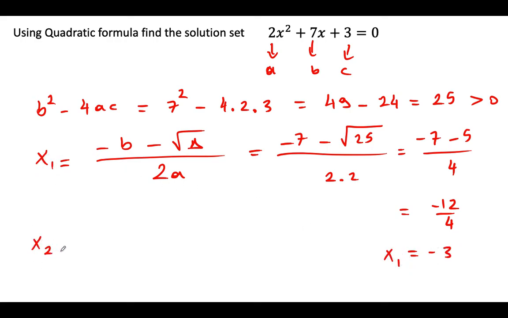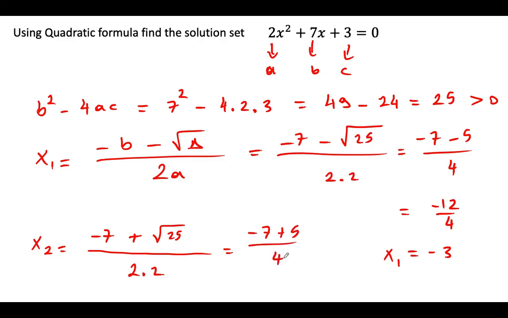What about the second root? Second root, guys, directly you can say that negative 7 plus, just in front of the radical, change it. Well, since the formula is using negative b, plus root 25 divided by 2 times 2. So it will be negative 7 plus 5 divided by 4. So negative 7 and 5, negative 2 divided by 4. So it will be negative 1 over 2. So x2 is negative 1 over 2. So what is the solution? Solution is negative 3 and negative 1 over 2. That's it.